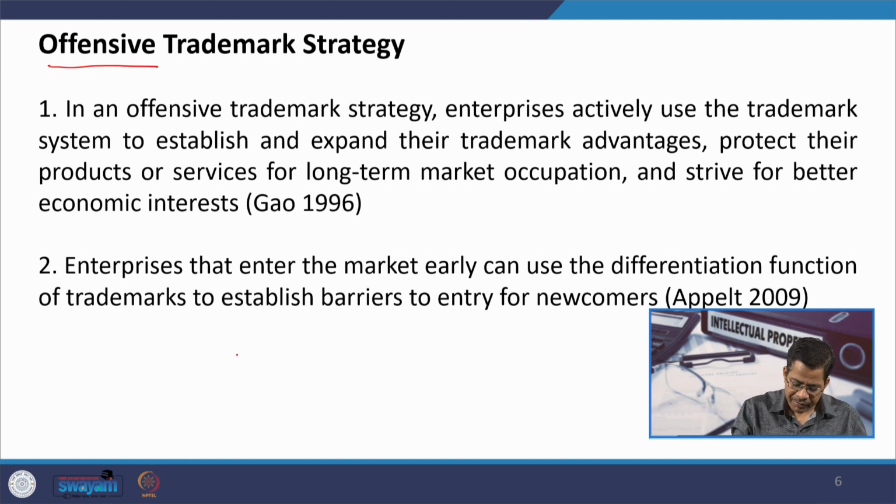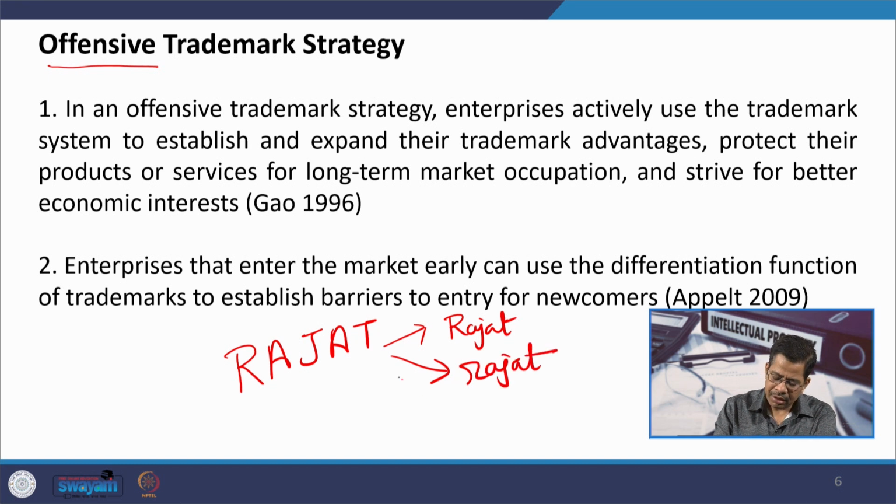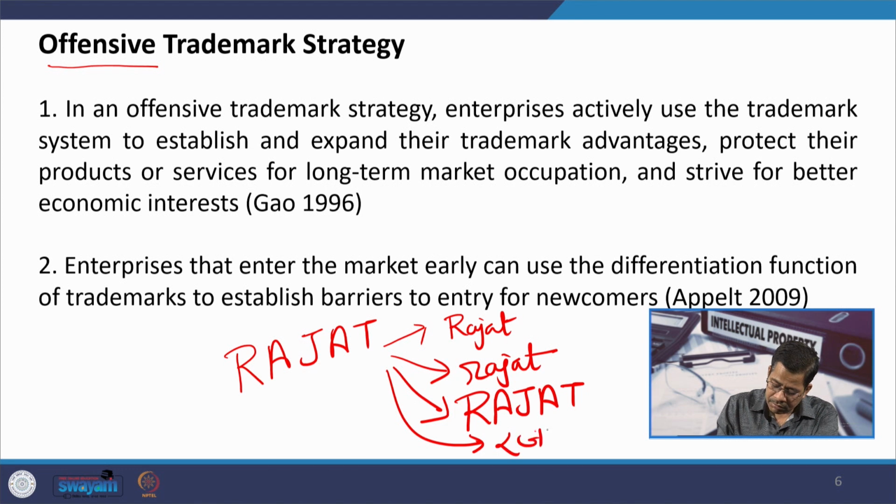My name is Rajat. Now, I will try to protect all possible variations like this also, like this also, like this also, maybe this also, so that I have maximum possible protection of my identity. And various organizations, they use offensive trademark strategy when they feel that it may be easy to copy their trademarks.